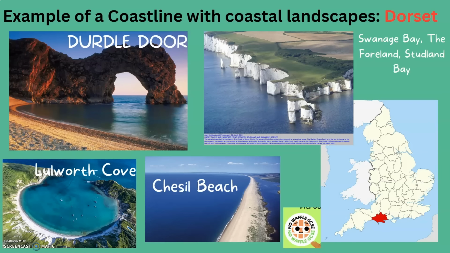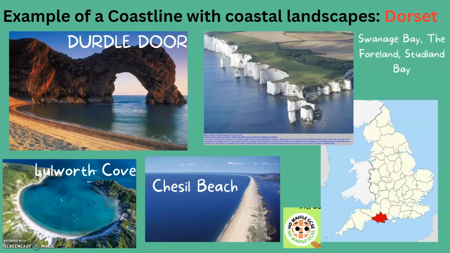Then you can see Lulworth Cove on the bottom left, and that was formed on a concordant coastline. So it's just a type of bay in which the softer limestone rock was being eroded faster than the harder rock in front of it, forming this really beautiful bay. Chesil Beach, which is a specific type of beach called a tombolo, which is just a specific term for a bar. And the last one, which is Swanage Bay, the Foreland and Studland Bay.